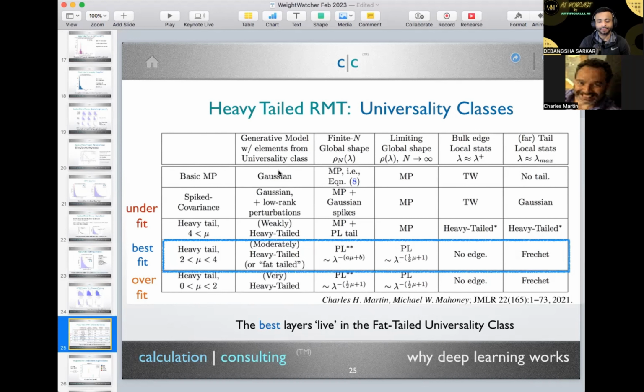I have a French name, but I'm not French. I'm from Ohio. But it was developed by Potters, Bouchard, Gallucci, Mizard, these guys, and Bouchard now runs a hedge fund in France. So this stuff is used to model the stock market.